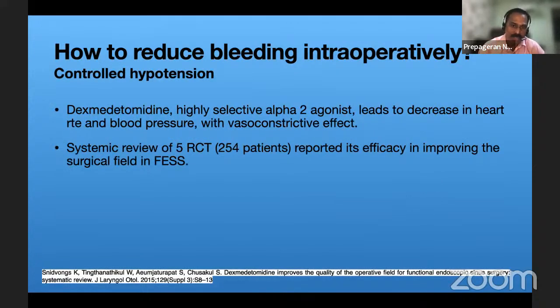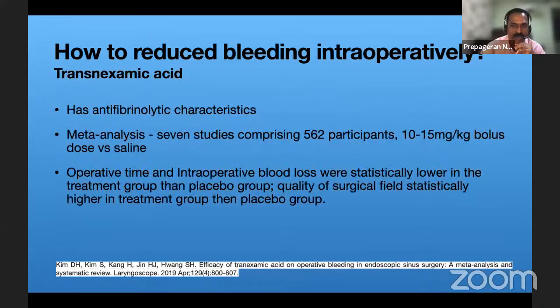How about hypotension? Yes, hypotension is effective, but we have to be sure that we use it only on the right patients. Someone with cardiac issues can have detrimental effects of hypotensive anesthesia.